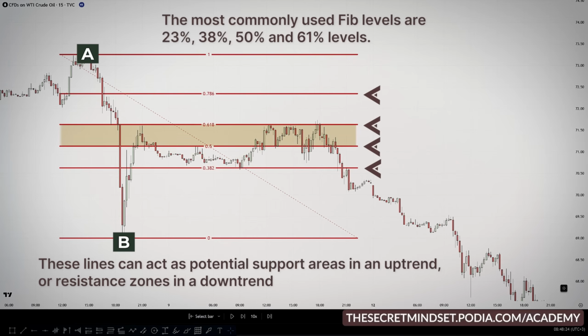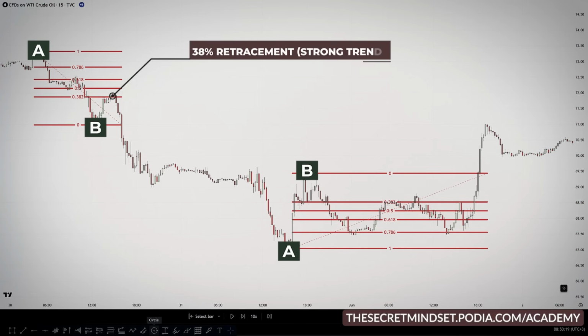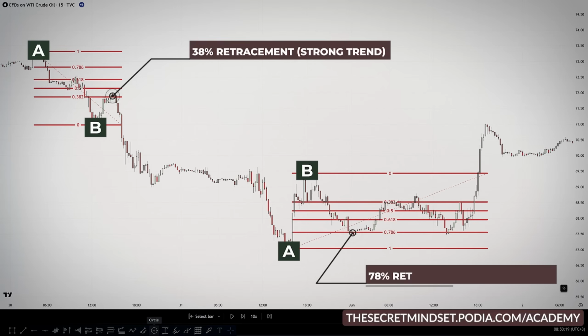Many traders focus primarily on the 61% retracement level, as it's often considered the golden ratio, but I wouldn't discount the power of other levels. In strong trends, price might only retrace to the 38% level before continuing in the trend direction. In weaker trends, price might extend to the 78% level.